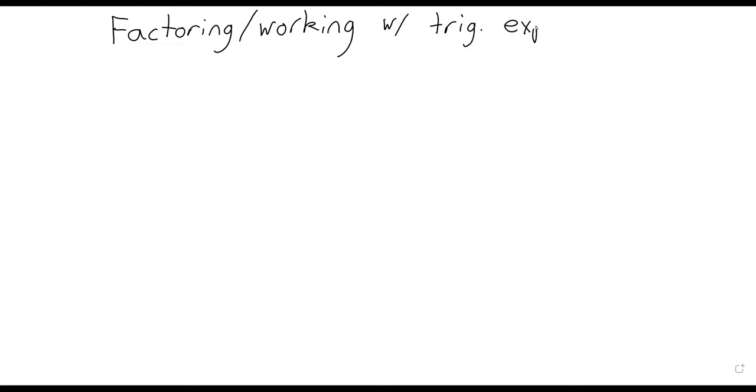So it might be kind of a brief lecture, something that we do occasionally want to do, and we'll want to do, I think, in chapter 9 or some later chapter, is factoring or working with trig expressions.